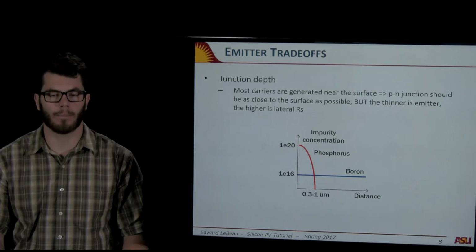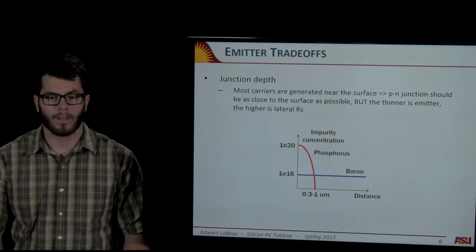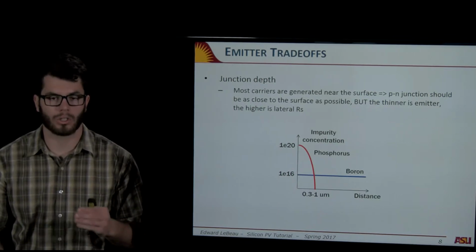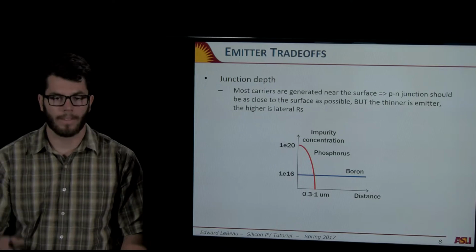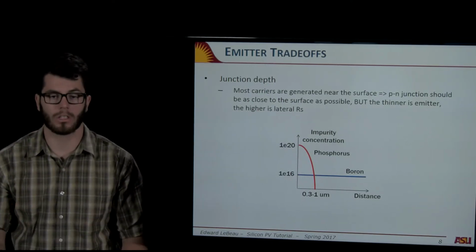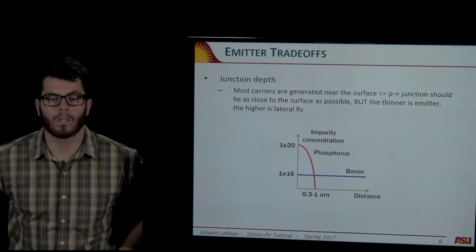So let's look into junction depth. Junction depth, if you look at the graph, is where your phosphorus and your boron concentration intersect. That's your junction. If you look at this one, your phosphorus comes down, intersects with your boron, and at that point, that's your junction depth. Usually, most of the carriers are generated near the surface, so you want your junction close to the surface.